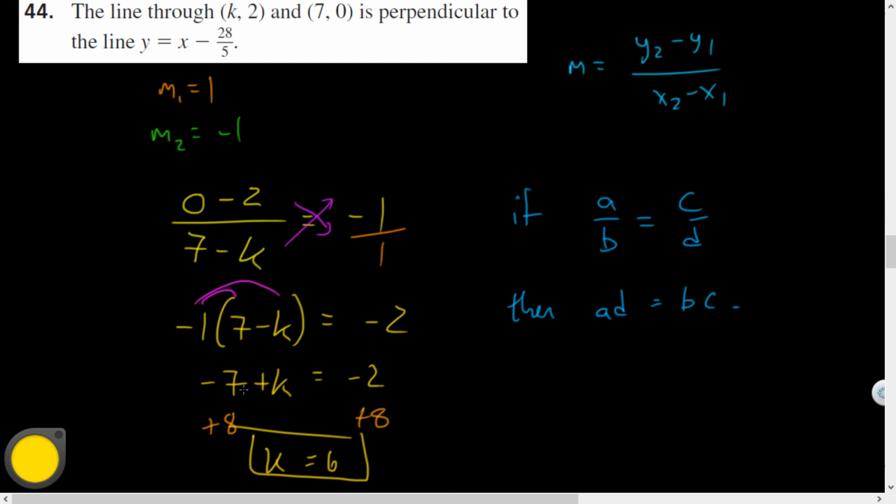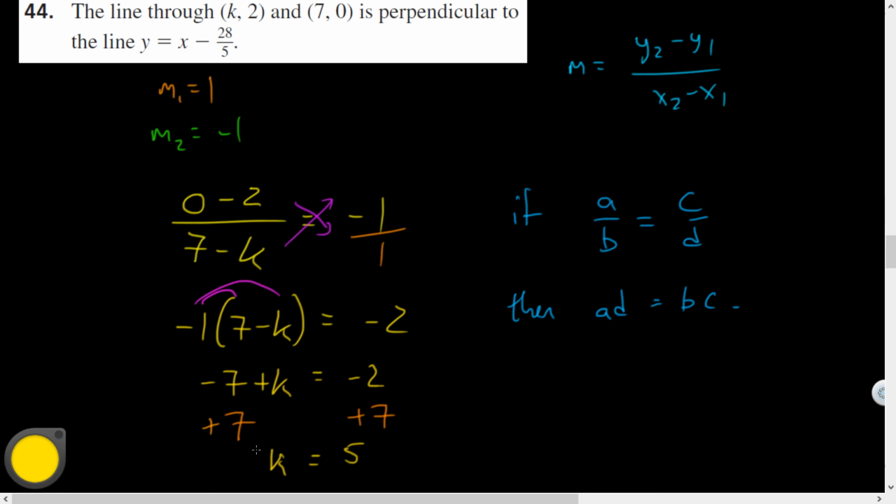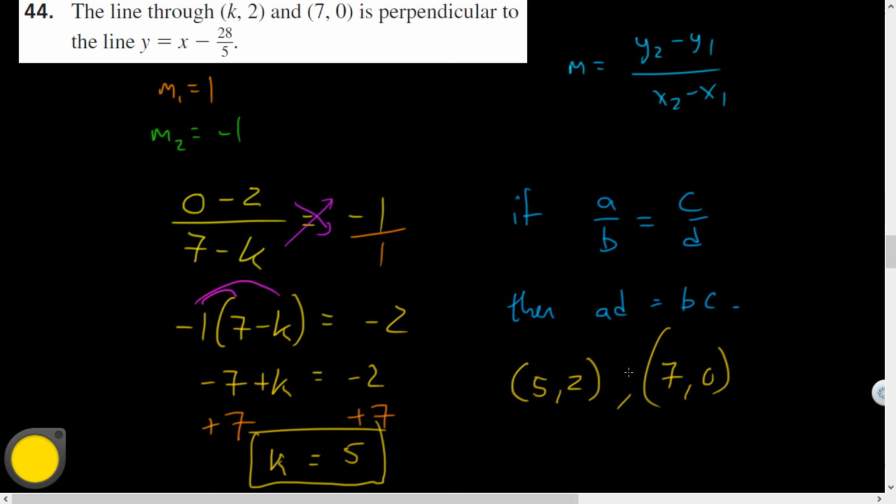7 minus 2 is 5. All right. So I was able to find the value of k that made that true. That means the line passes through 5, 2 and 7, 0. And that would be the line that has that slope.